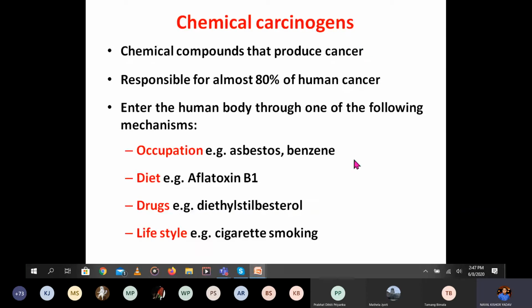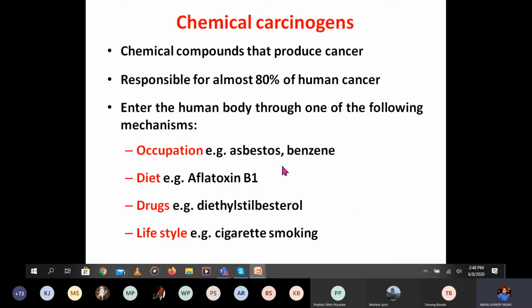So chemical carcinogens are the chemical compounds that can produce cancer. Already I have told, around 80% of human cancer is caused by chemical carcinogens. And these chemical carcinogens can enter into the human body through many mechanisms, like during occupations, through the diet, as drugs, or during our lifestyle.